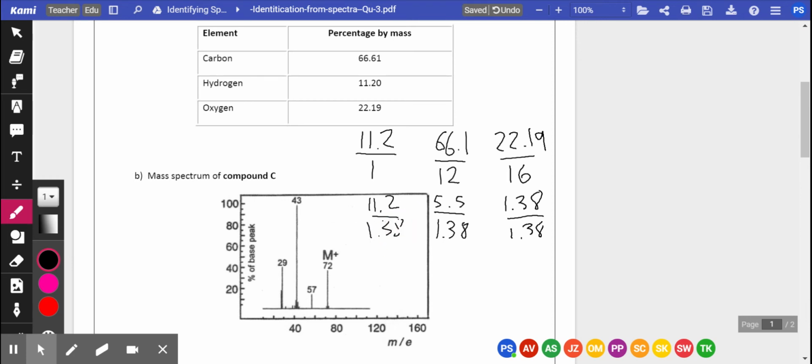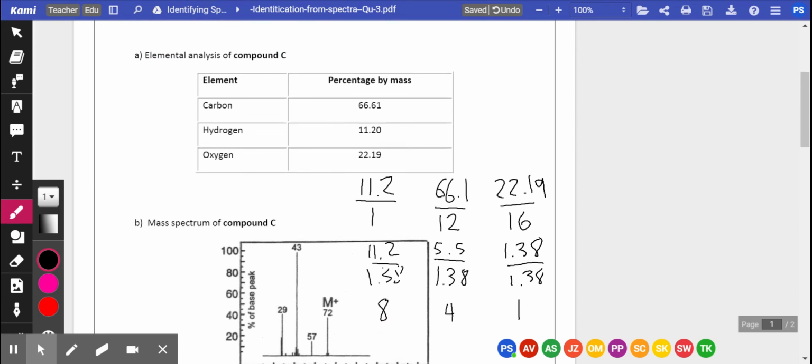We will see. So 5.5 divided by 1.38 gives us 4. Obviously, this is 1. And 11.2 divided by 1.38 gives us 8. So that looks like a reasonable ratio. So this tells us that the empirical formula is C4H8O. So using stoichiometry, we can find the empirical formula, which is the simplest ratio of atoms of each element.